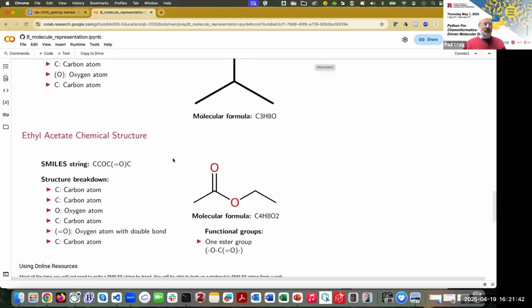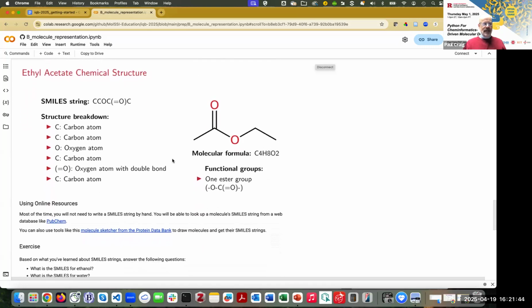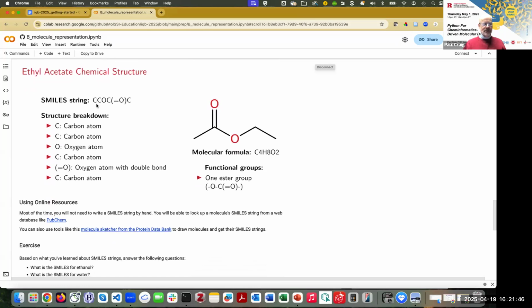A little more complex structure. The SMILES string for ethyl acetate is shown here: C, C, O, C, in parentheses, equal sign O, close parentheses, C. This one actually goes from right to left. So the first C is a carbon atom, that's right over here. The second C is a carbon atom, that's right here.